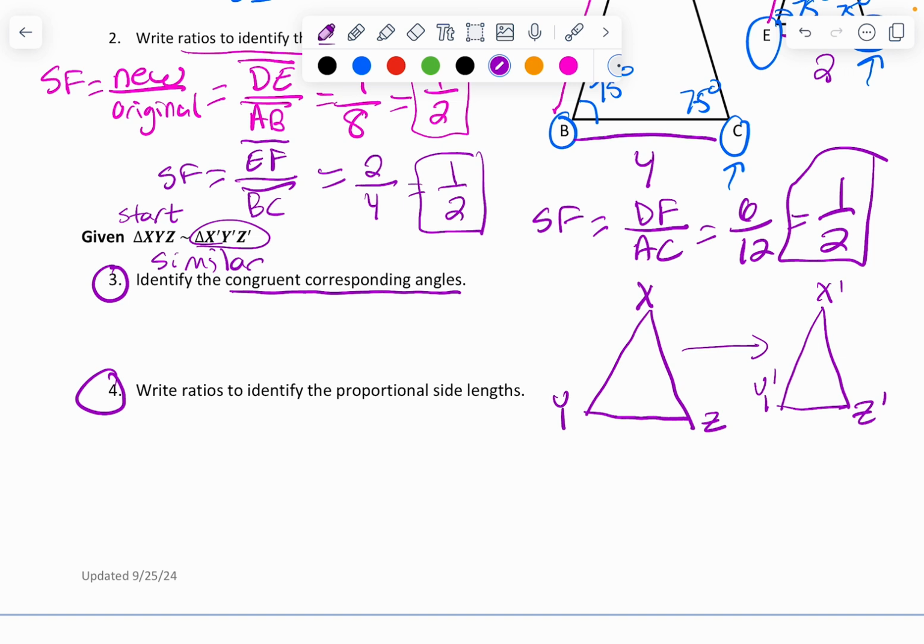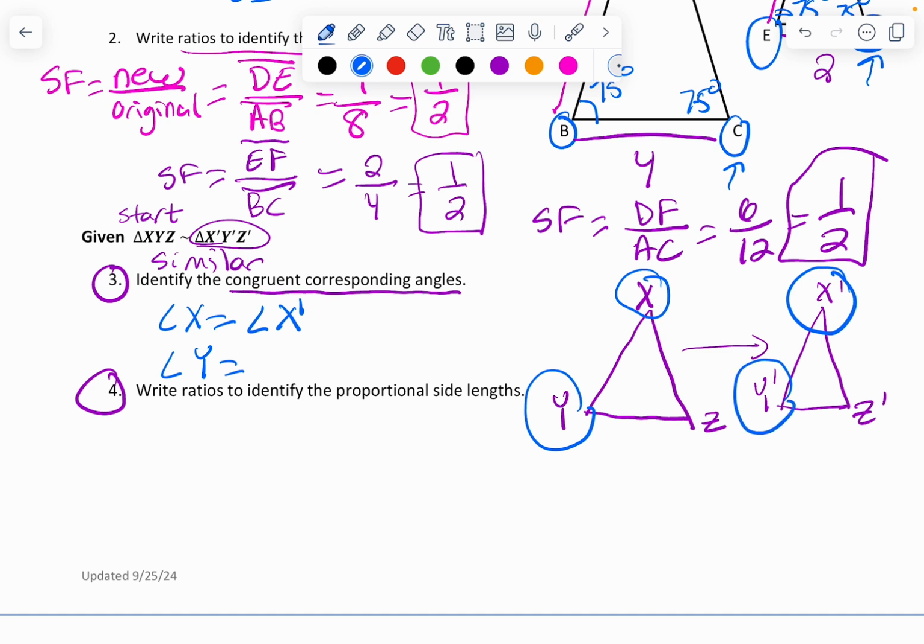Okay, so now we're going to talk about congruent corresponding angles. So essentially, I'm going to change up the color. I'm going to start at the top. I'm going to say angle X is going to equal which one? Angle X prime. And then I'm going to say angle Y is going to equal which one? Because they're in the same position, right? So if that's 30, I'm just making up a number. Y is also the same thing. Angle Z is also going to equal angle Z prime, right? Because those are in the same places.